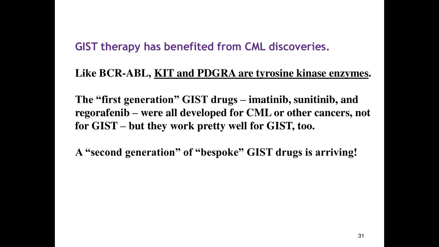So we have what I will call the first generation of drugs for treating GIST. These include drugs many of you have heard of or are taking: imatinib or Gleevec, sunitinib or Sutent, regorafenib, or so-called Stivarga. Bear in mind that none of these drugs were actually developed specifically for GIST. They were mainly developed for CML leukemia and other cancers, but they turned out to work pretty well for GIST.